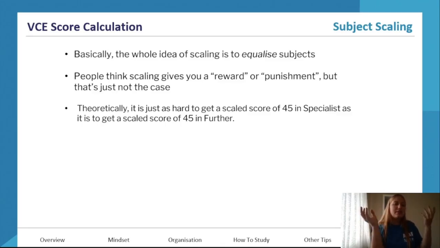Maybe it is easier for us to get a 39 in specialist than it is to get a 47 in further maths, but that's just us as an individual. This is what they've concluded looking at all of the students in the state. So it's more fair than not doing it. And that's the idea intended behind it.